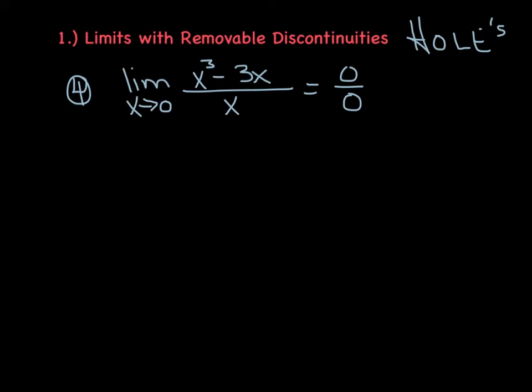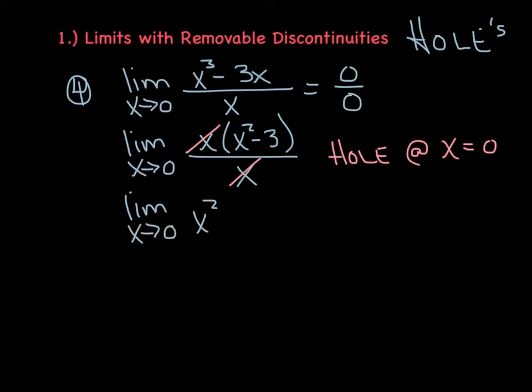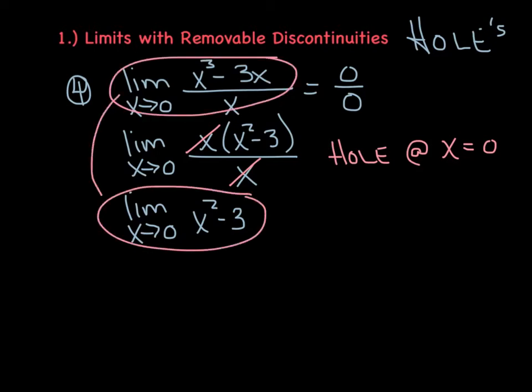So what we're going to do is go ahead and factor that numerator. And let's see, x times the quantity x squared minus 3, divided by x. Boom, right there's that cancellation. So what we've proven is there's a hole at x equals 0. Now the resulting equation looks like this, x squared minus 3. And what's really important to understand is that the original one and my new simplified function are equivalent.